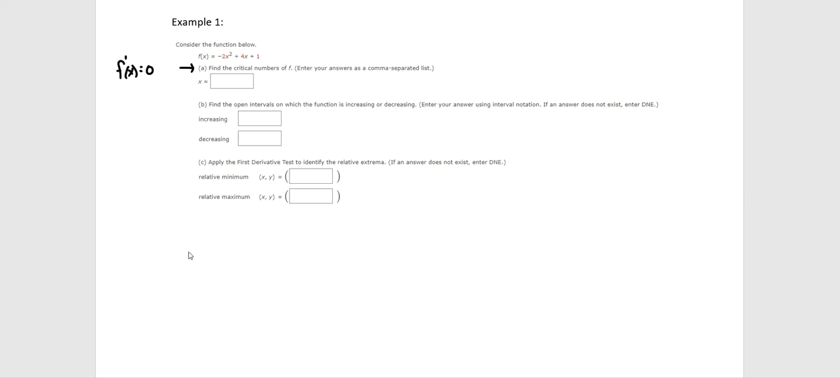So first thing I do is I take my derivative, f prime of x, equals negative 4x plus 4. I'm going to set it equal to 0. And when I solve correctly, I'll get x equals 1. All right, so this is our only critical number. x equals 1, something important happens.